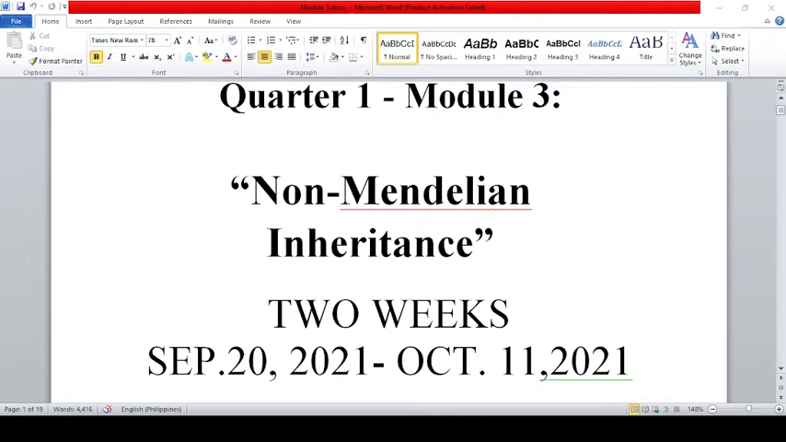Remember that we have an exam last September. Petsa nga yan. Last September 27 to October 1. Okay, since I gave this module last September 20, 2021, and the week after that is the exam week. So you have 2 weeks to do this module because you're going to pass this on October 11, 2021.